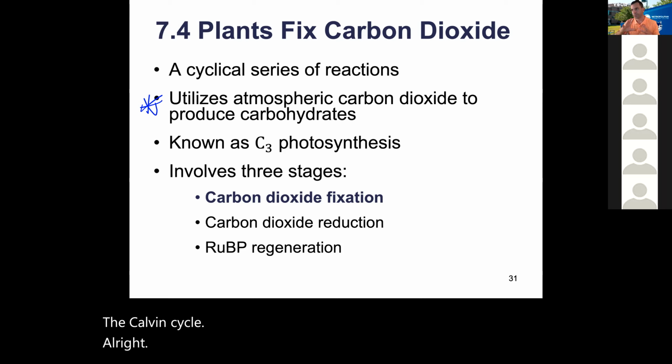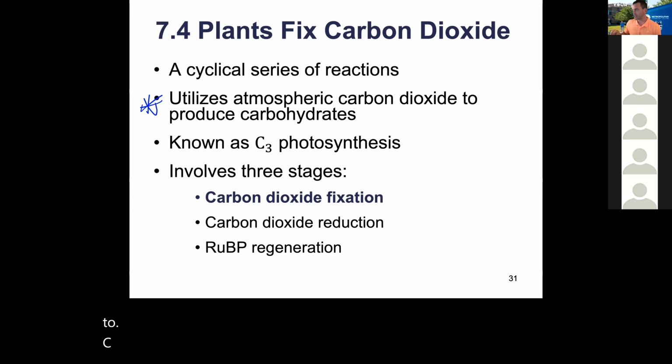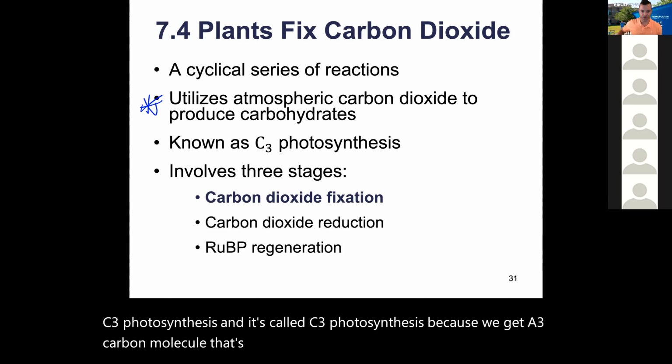In much more advanced biology classes, this type of photosynthesis, where we are utilizing carbon dioxide under normal atmospheric conditions, is referred to as C3 photosynthesis. And it's called C3 photosynthesis because we get a 3-carbon molecule. That's all, okay? But C3 photosynthesis is what we've been describing.